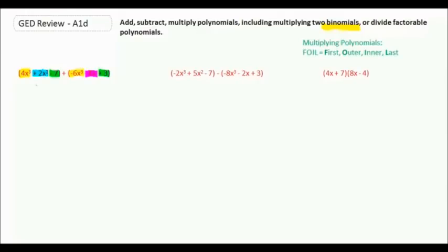Okay, so putting them together, 4x cubed plus a negative 6x cubed is a negative 2x cubed. There's nothing to pair up with our 2x squared, so that stays the same. There's nothing to pair up with our negative 4x, so that also stays the same. And then negative 7 plus 3 is a negative 4.